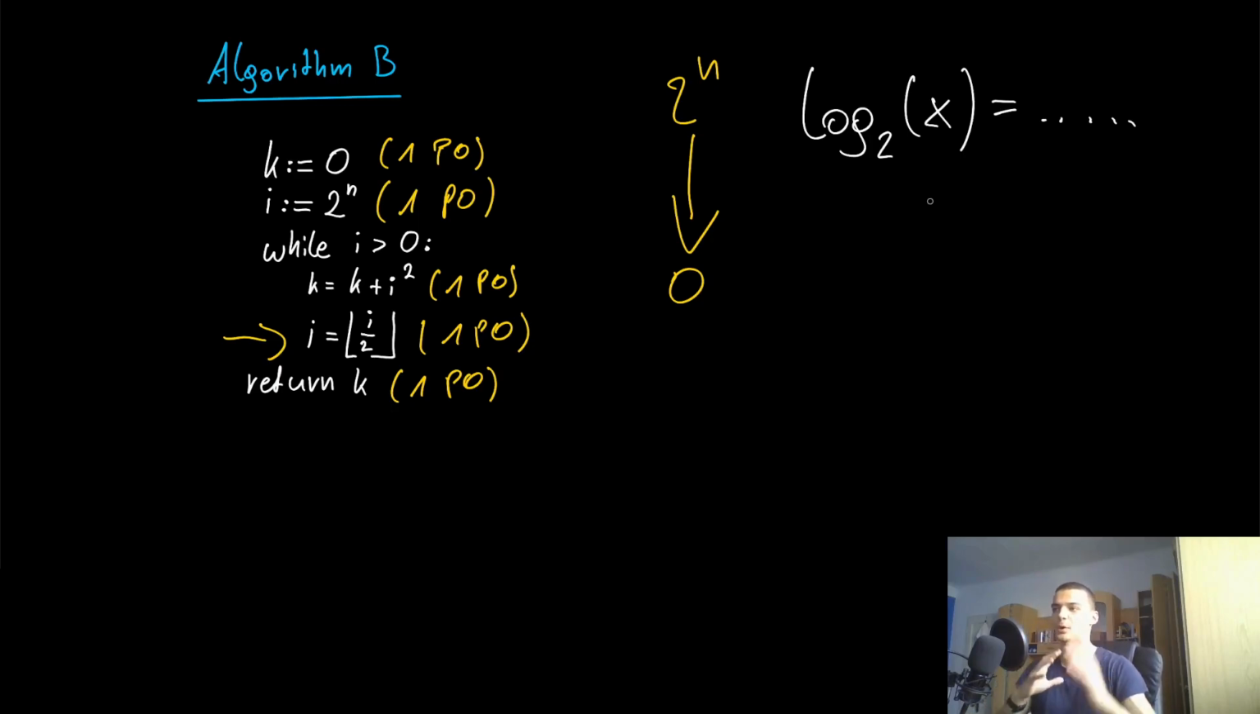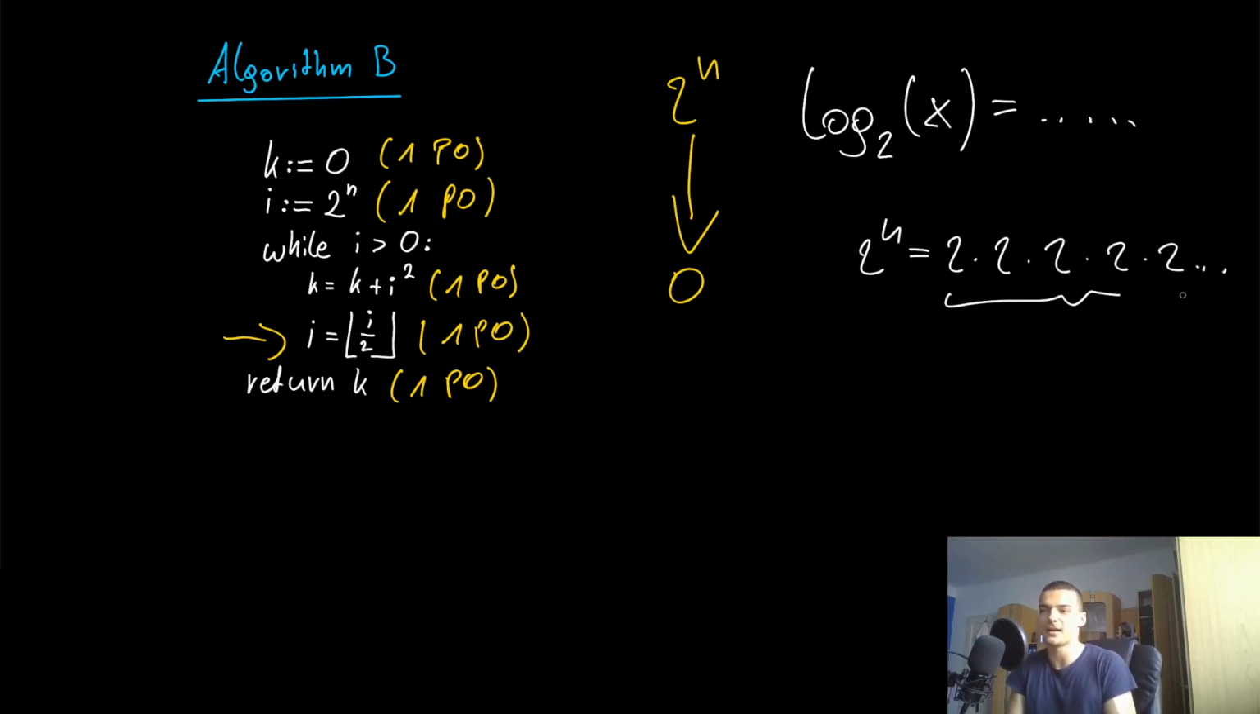Put in a little bit more simple words, when we calculate the logarithm of a value to a certain base, it tells us how many times we need to multiply this base by itself in order to get there. So if you have 2 to the power of n, this doesn't mean anything else but 2 times 2 times 2 times 2 times 2, and so on, n times. This is the definition of 2 to the power of n, obviously. So this is n times.